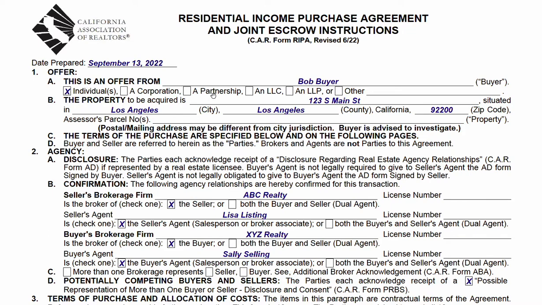All right, the property address right there, street address, city, county, zip code, parcel number, which can be found on the property tax bill. It can be found on the MLS. You can do a search in Realist. You can do a search on the county assessor's site. You can ask the seller. And if all those fail, you can just leave it blank, but it's good to come back and put it in here.